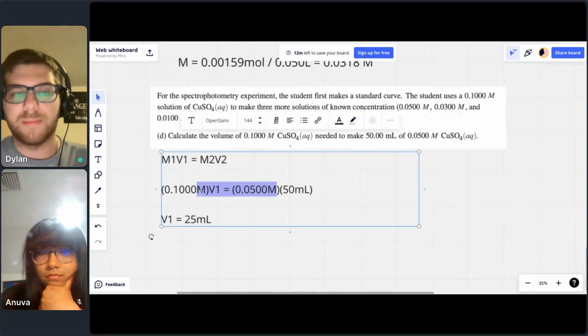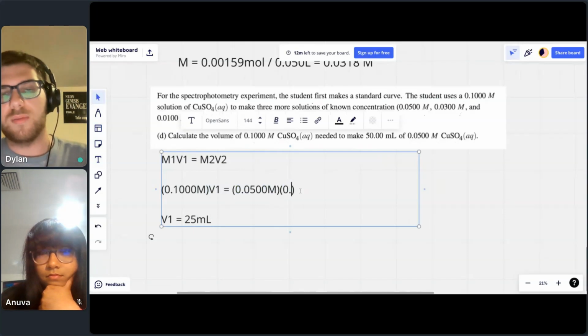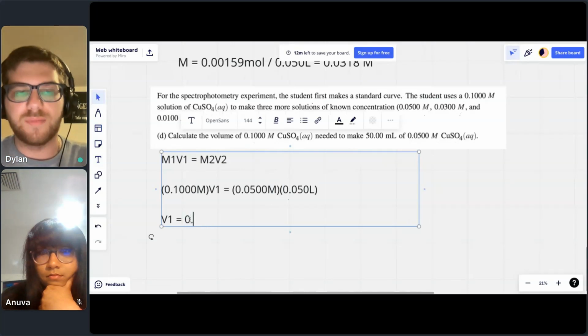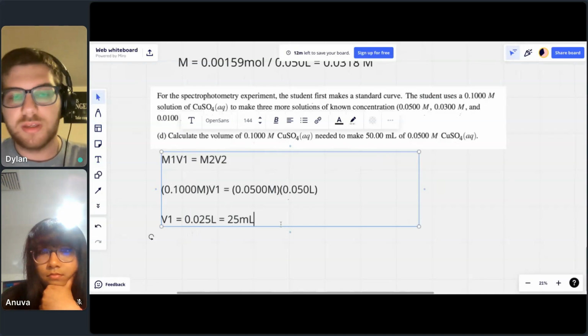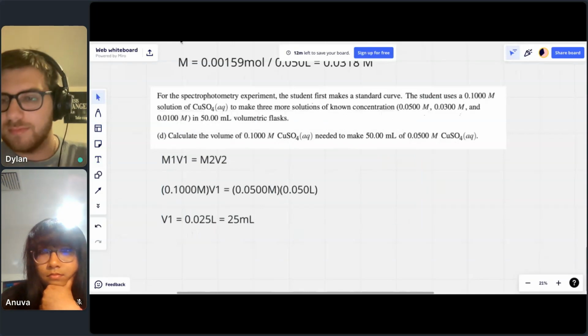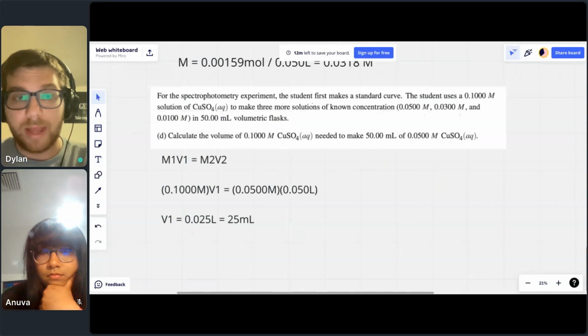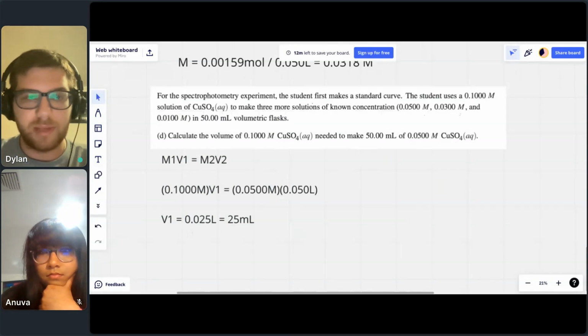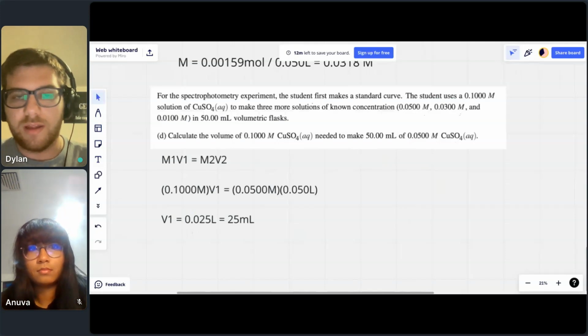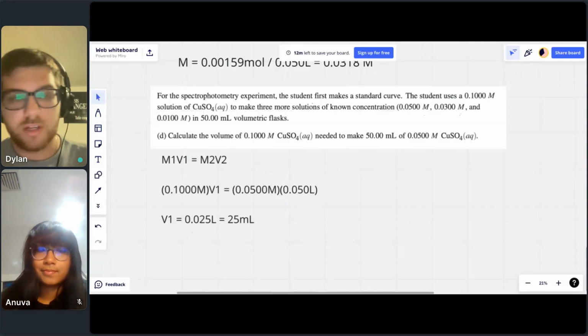That's actually really all there is to this problem. You can convert this to 0.050 liters, and this will get you an answer of 0.025 liters, which is equal to 25 milliliters. That's all this problem is. So we're just talking about actually forming a solution. Anytime they're asking how do you make a solution with this given solution, you're typically just going to have to find some sort of dilution.